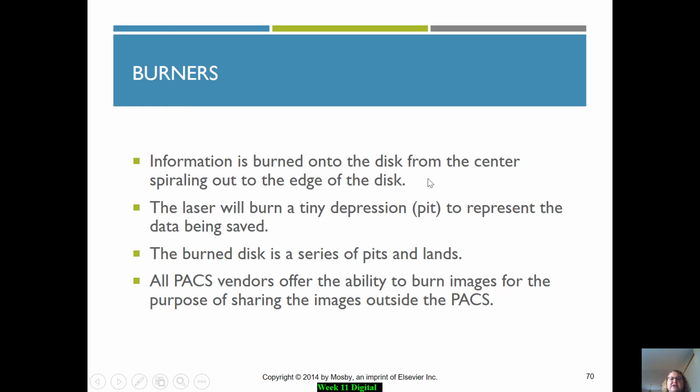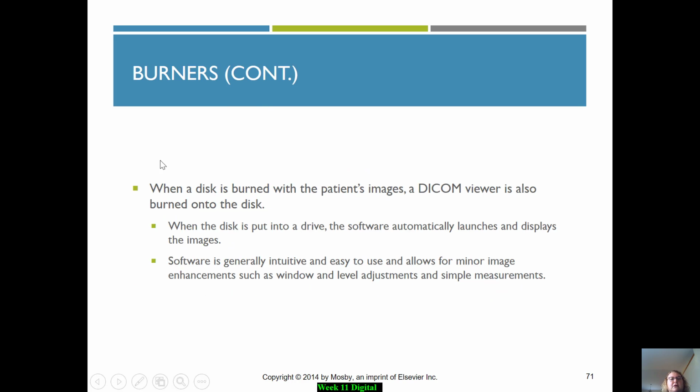So those burners, if we do have to burn an image to our DVD, there's a laser that will burn a tiny depression onto the data that's being saved onto that disk. So all PACS vendors offer the ability to burn images. So even if you went to the Dell Works, there's a capability to burn what image you took on that screen onto a DVD, and you could take your image home.